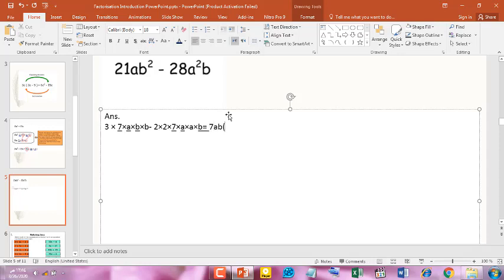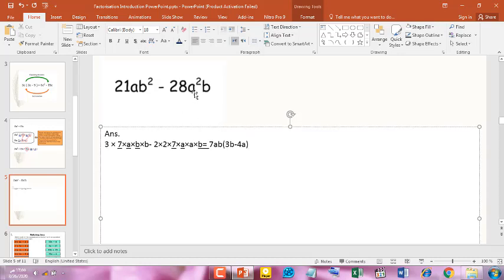We will open a bracket. So what remains? It remains 3 and b in the first term, 3b, plus what remains from the second term, minus. From the second term, it remains 2 multiplied by 2, so it is 4a. We end the bracket. So this is the result of the factorization of this expression by using the prime factors method.